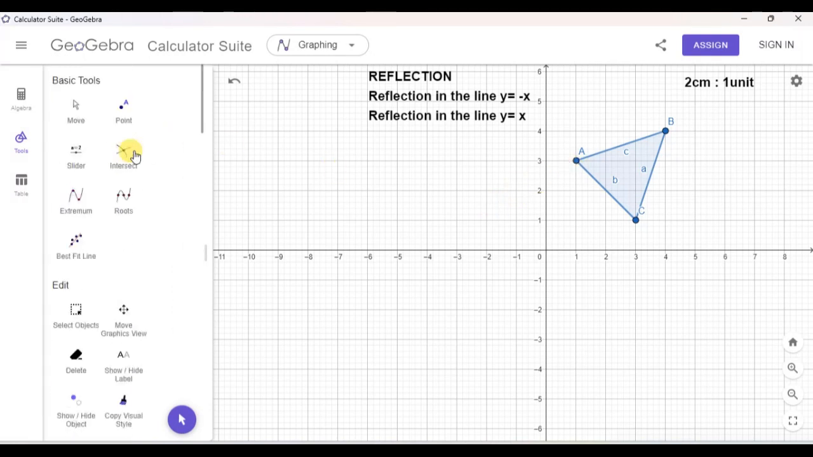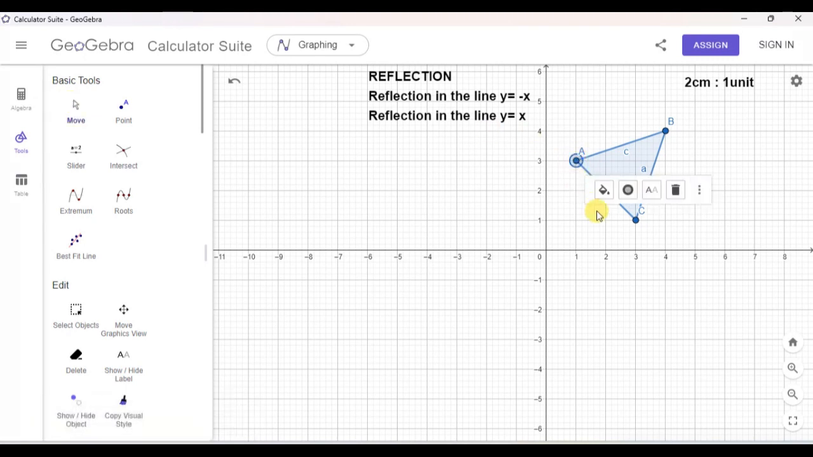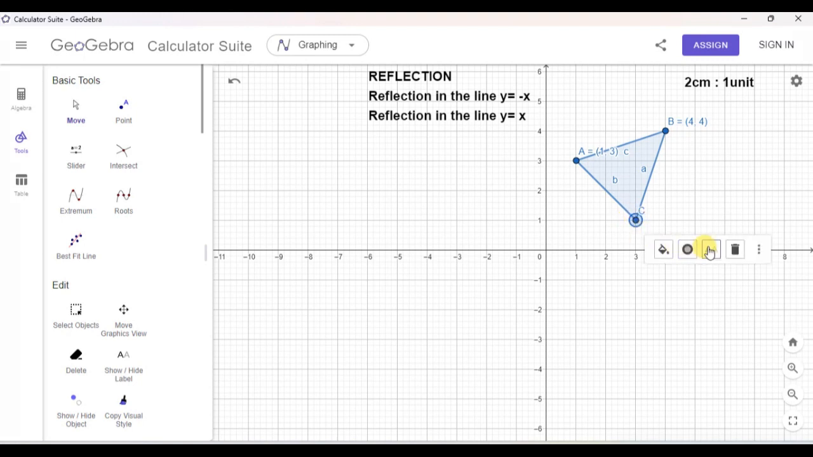I want the labels to be shown, so let me show the values here. Okay, let me show the values. Then B also be shown, then C also be shown, so you can see the values labeled very well.